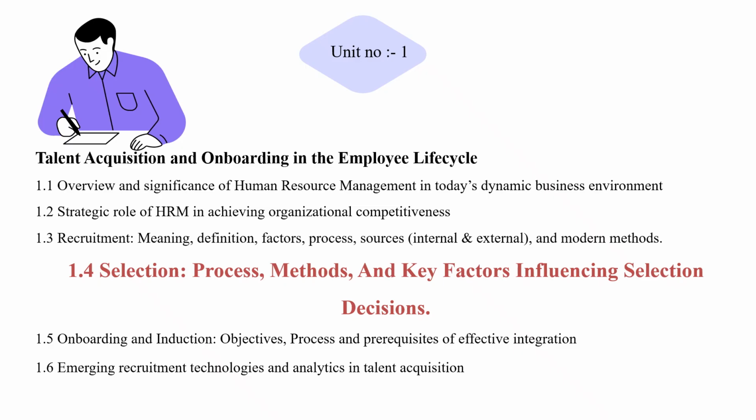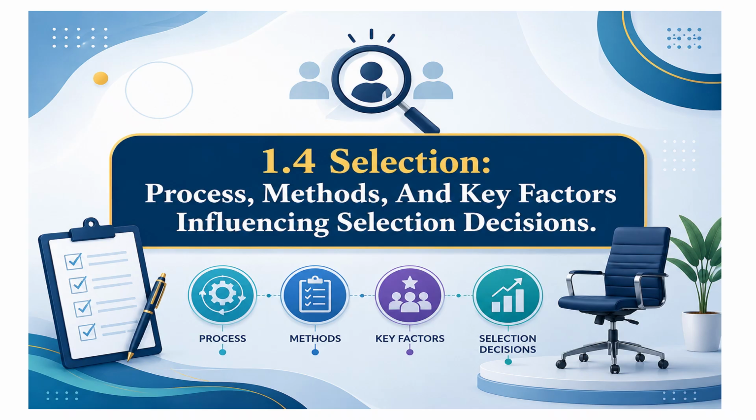In the previous part we studied various points such as the overview and significance of human resource management, the strategic role of human resource management, and recruitment, where we studied the meaning, definition, and modern methods of recruitment. In this part, we are going to focus on selection. In the next part, we'll focus on onboarding and induction and emerging recruitment technologies. So in this selection part, we are going to study the process, methods, and key factors influencing the selection decision.